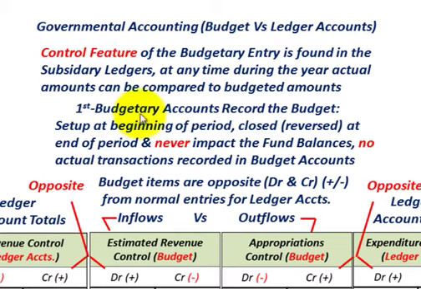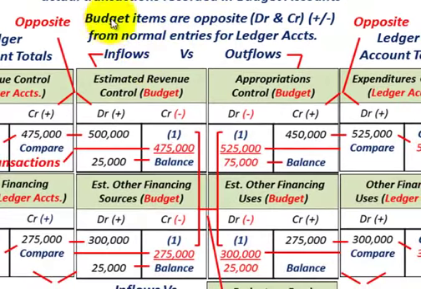So the first thing you're going to do is have your budgetary accounts. You're going to record the budget here. You set it up at the beginning of the period, and you close or reverse it at the end of the period. There's never going to be any impact on the fund balances themselves. There are no actual transactions recorded in our budget accounts. So let's start out with our budget items here.